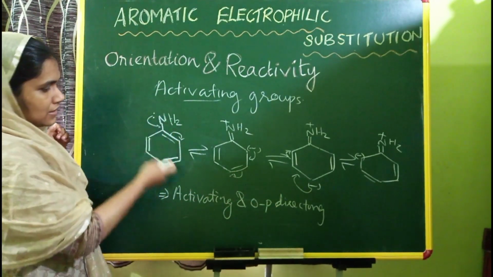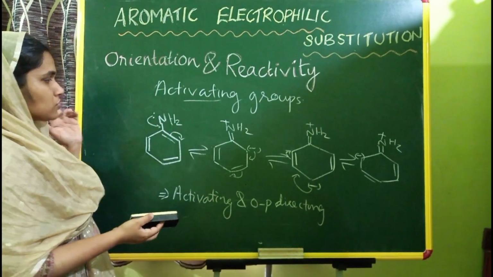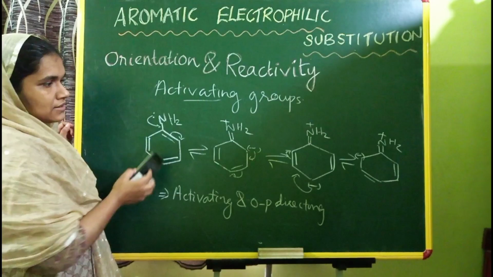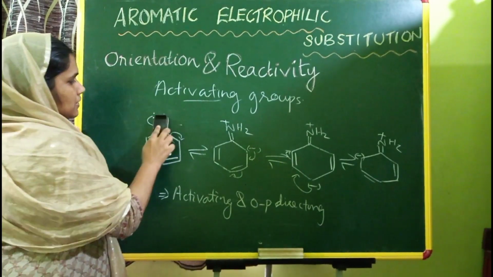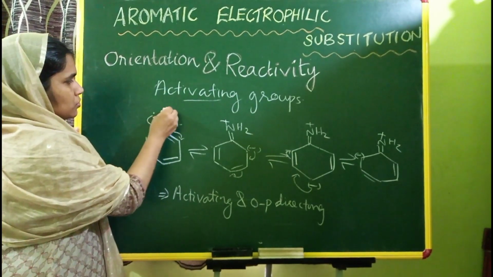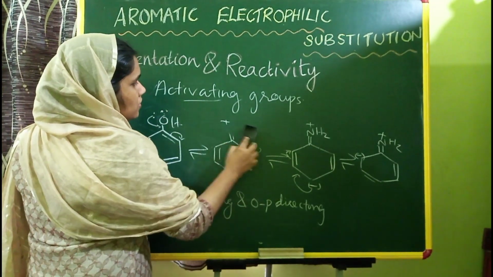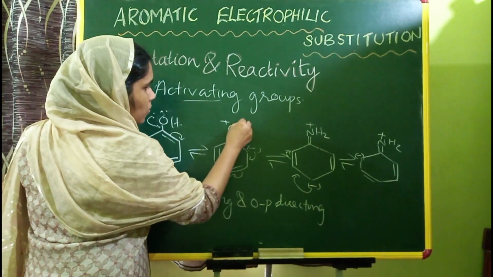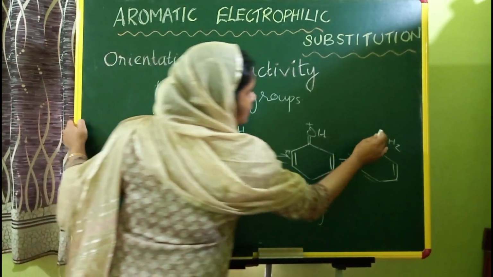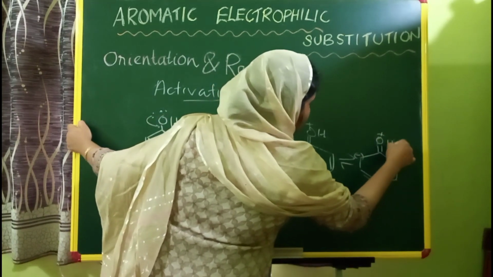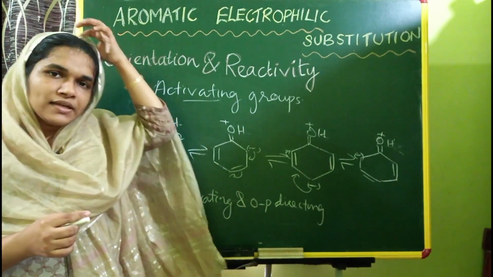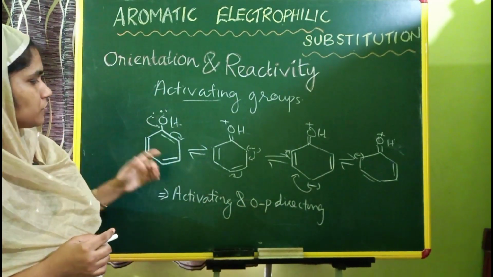Similarly, another example is OH. This NH2 is replaced by OH. You can write a similar resonating structure, that is, OH with two lone pairs of electrons, here OH plus, here OH plus, here OH plus. So phenol is also an activating and ortho-para directing group.